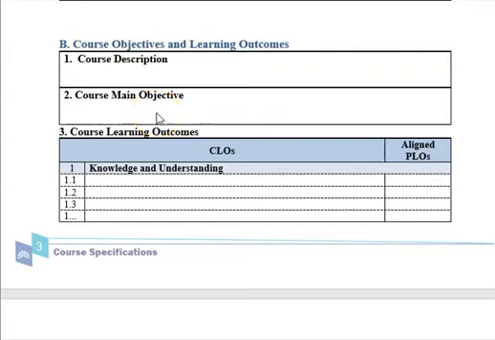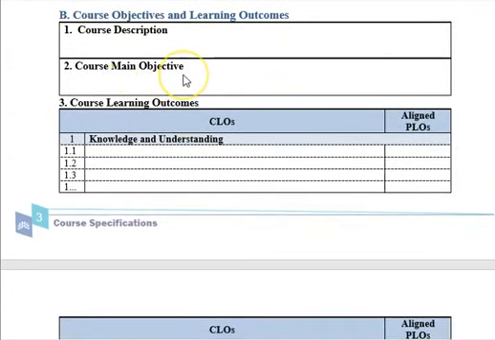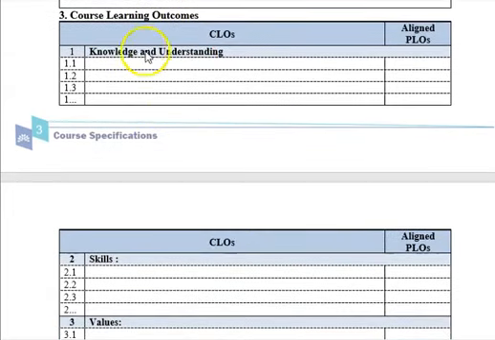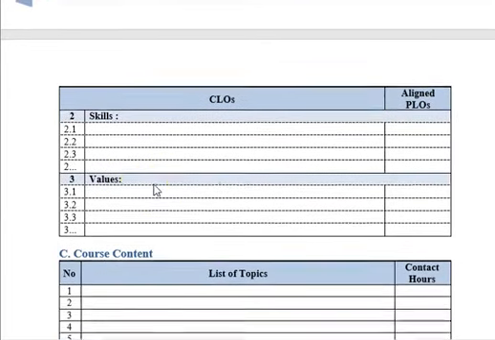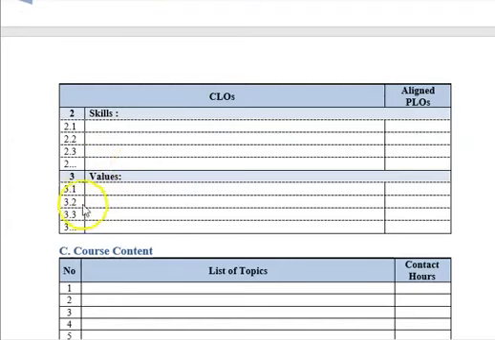The course objective: be careful, one objective means one objective. Do not write a lot of objectives, and be careful not to write objectives similar to course learning outcomes. The main objective is related to the title and the content description of this course. You have three domains now, as you know: knowledge, skills, and values, not competency. And the course learning outcomes are related to your course. For example, knowledge: after finishing this course, what will the student be able to do, such as understanding, memorizing, or recognizing something.